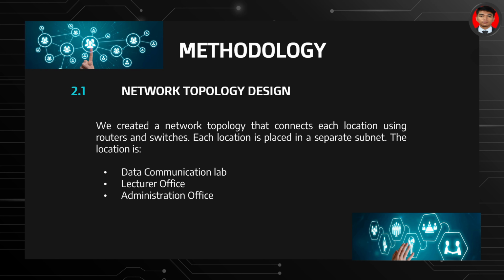So, network topology design. First, we design a network topology to connect three locations. The first location is the data communication lab. The second one is the lecturer office. The third one is the administration office. Each location was placed in a separate subnet, interconnected using a router and switches.